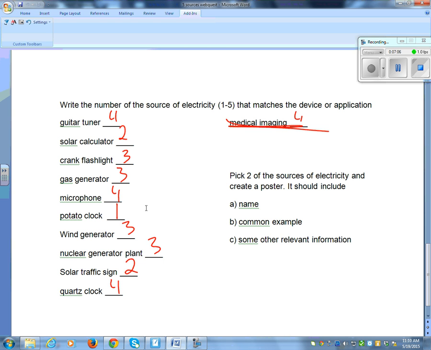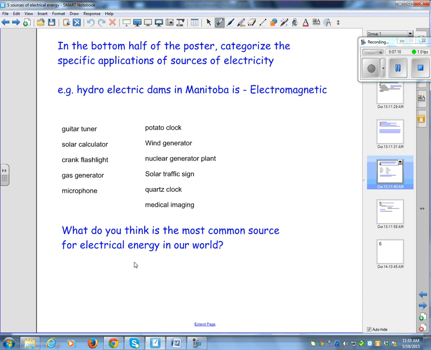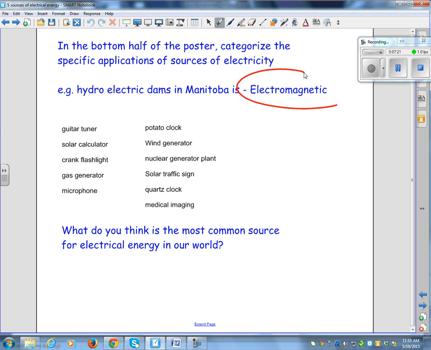Okay, we've got about 8 minutes here. I'm going to ask you this question. What do you think is the most common source of electrical energy in the world? Electromagnetic. Turning a crank inside a magnetic field is the most common, right? How do hydro dams in Manitoba work? They dam up the water, the water turns the turbine, turns the crank, and we generate electricity that way.